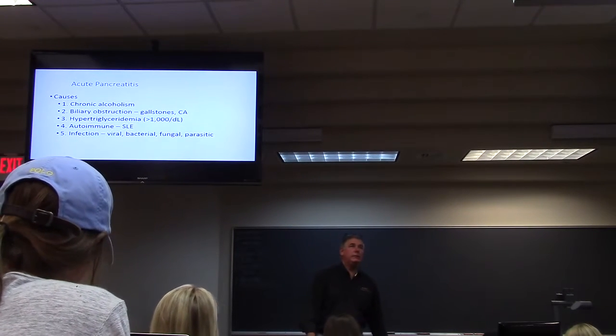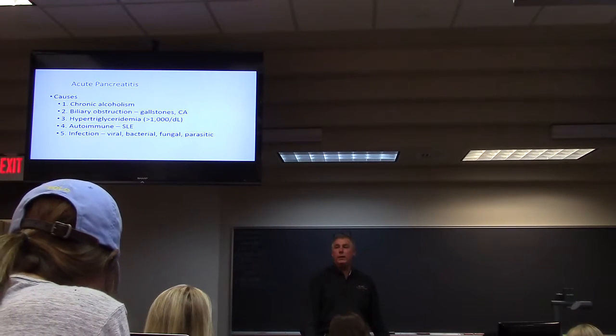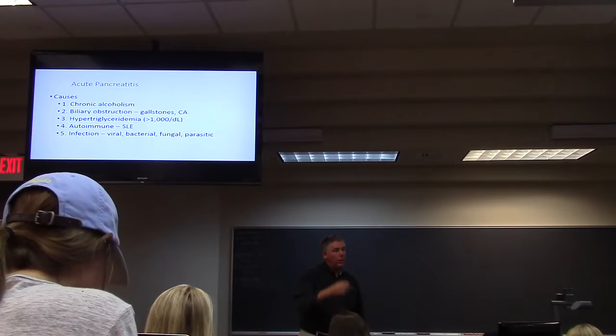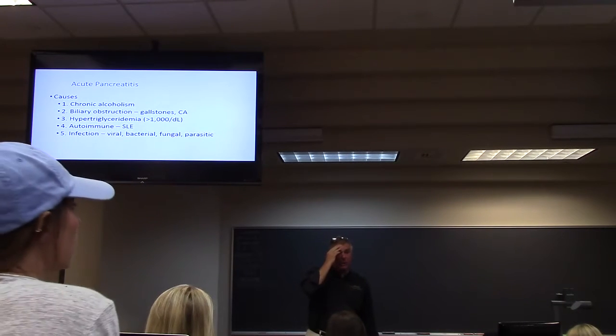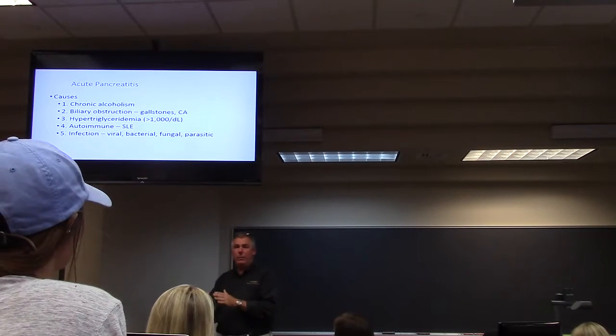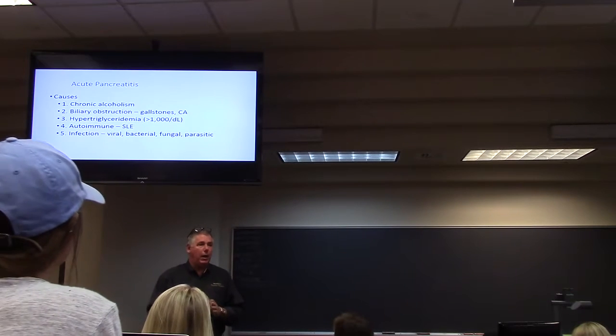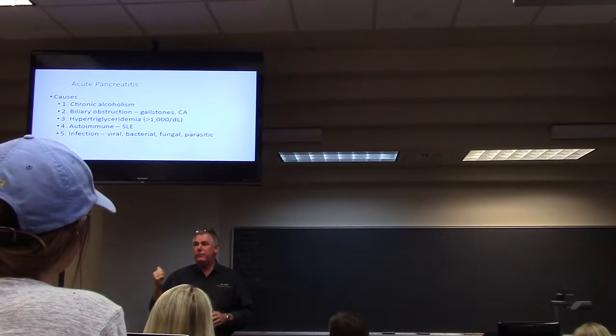Acute pancreatitis, again, those are your top two. However, hypertriglyceridemia, once it gets above 1,000, is a risk factor. Chronic hypertriglyceridemia, 10, 20 years of your triglycerides being up, is a risk factor.